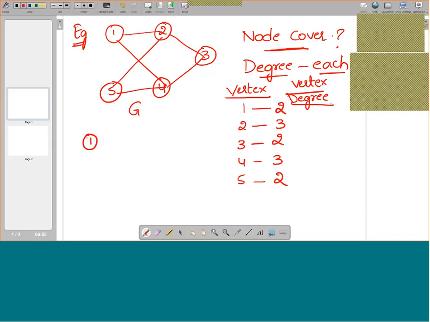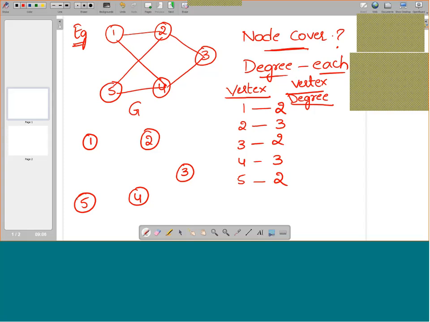Now we need to find the node cover for the graph. Without edges, first I will write the vertices. Now, by using which vertices can we draw all the edges in the graph? Among 5 vertices, which vertices have the highest degree? Type it in the chat box. 2 and 4, good.